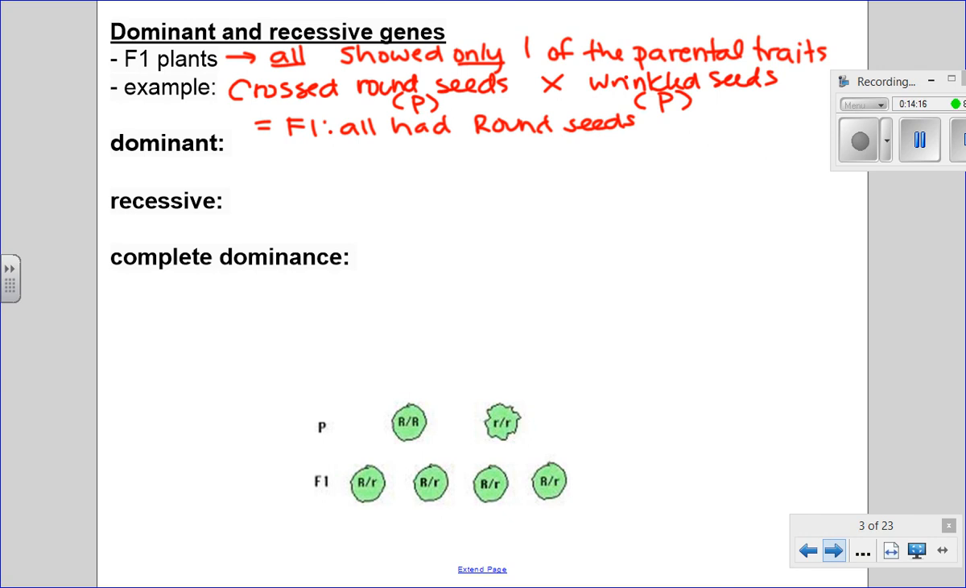Which is weird. You would think that some of them would end up showing the characteristics of one of the parents. Because of this now, we have an operational definition of what the word dominant and recessive means. Dominant means the trait expressed in F1.